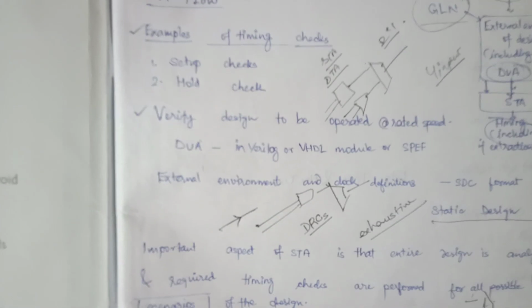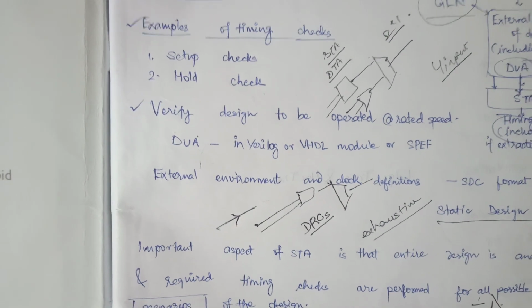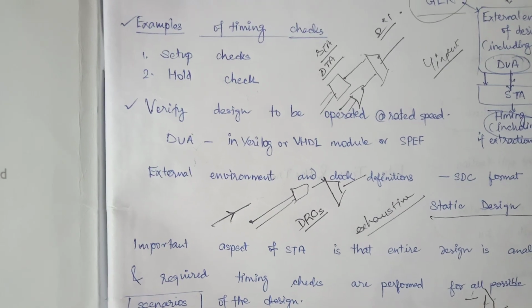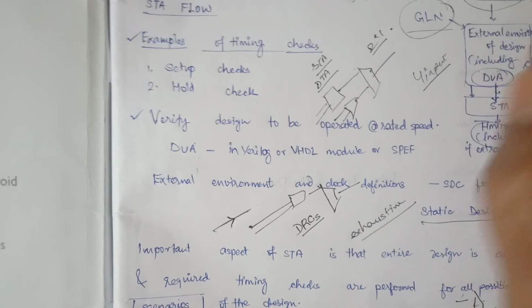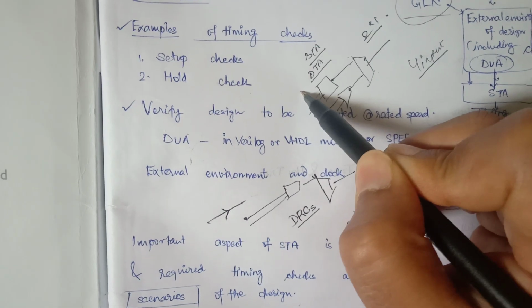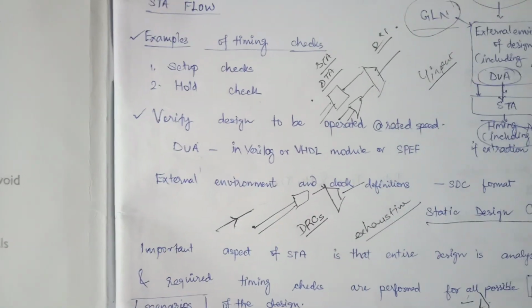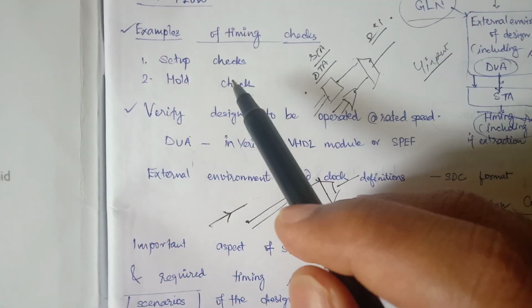The examples of timing checks are particularly the setup checks or the hold checks. The setup check is only needed for the setup timing, as you know, for flip-flops from the rising edge as triggered, and for the hold checks like latches for 0 and 1.